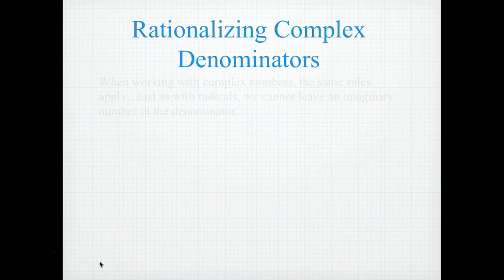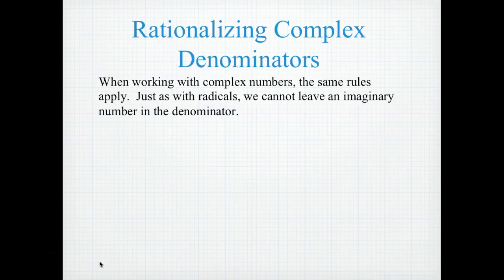Lastly, we're going to rationalize complex denominators. When working with complex numbers, the same rules apply. Just as with radicals, we cannot leave an imaginary number in the denominator. So here we're going to show you an example of how to multiply complex conjugates. So 3 plus 2i and 3 minus 2i are complex conjugates. For the same rules, the second terms are negated. The first terms are the same, the second terms are opposites of each other.